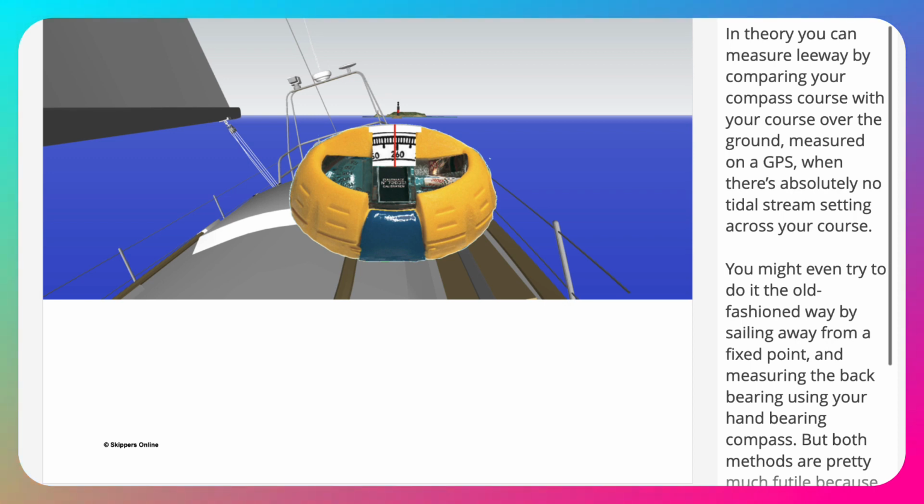In theory, you can measure leeway by comparing your compass course with your course over the ground, measured on a GPS, when there's absolutely no tidal stream setting across your course. You might even try to do it the old-fashioned way, by sailing away from a fixed point and measuring the back bearing using your hand-bearing compass. But both methods are pretty much futile because all they tell you is how much leeway you make in exactly those conditions. The only solution is to keep a record of the leeway you've suffered in a range of conditions.